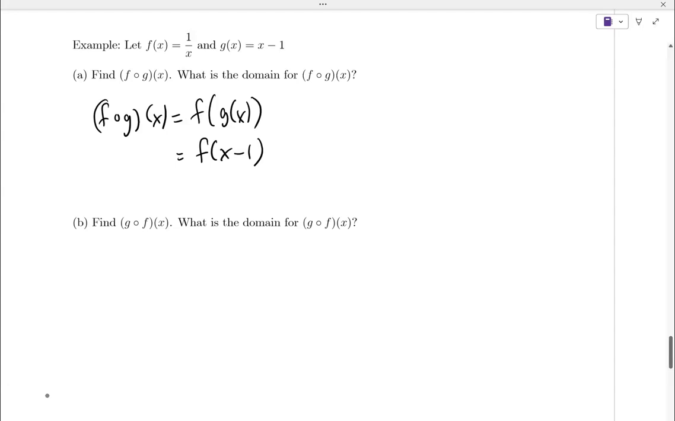And then again, what does this notation mean? What does f of x minus 1 mean? Good. Plug in x minus 1 for x into the f of x function, right? So what do we end up with? 1 over x minus 1. Good.